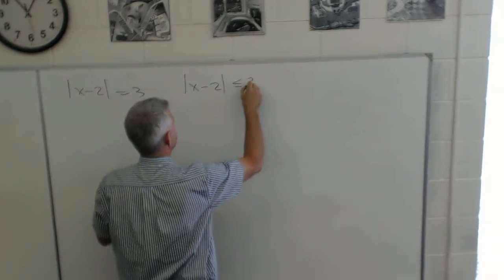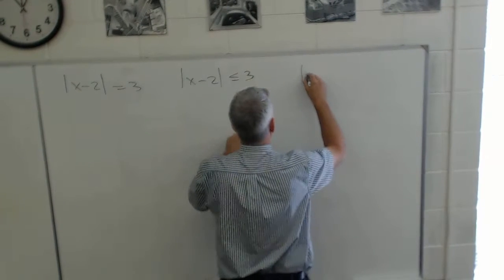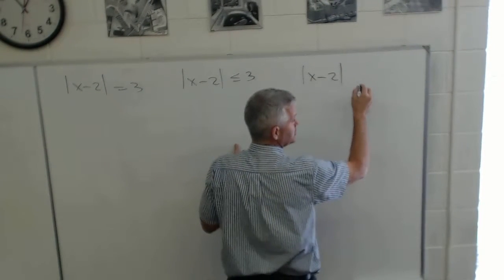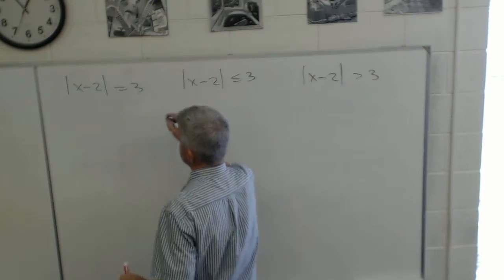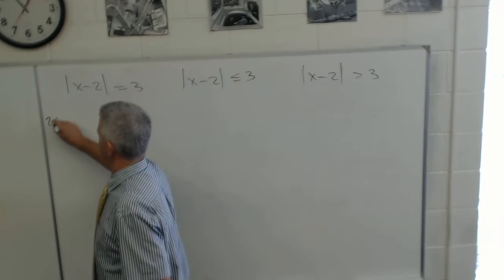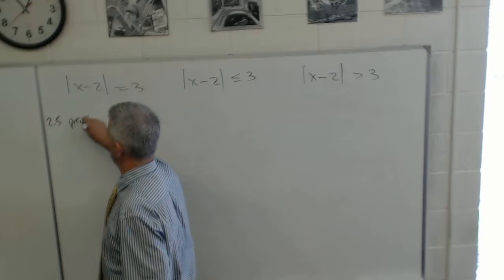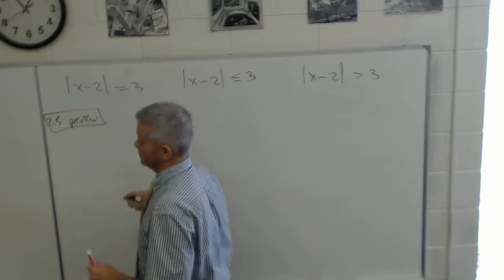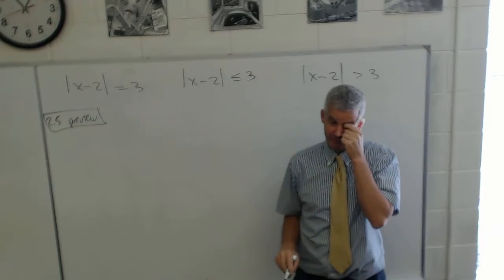Second says the absolute value of x minus 2 is less than or equal to 3. Third one says the absolute value of x minus 2 is greater than 3. This is a 2.5 preview. Still a preview of some of this in 2.5.